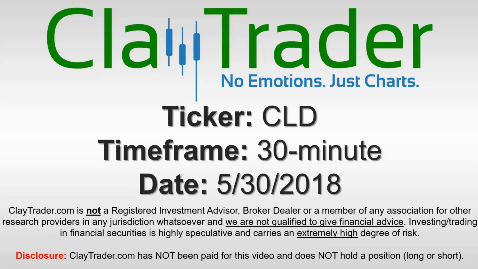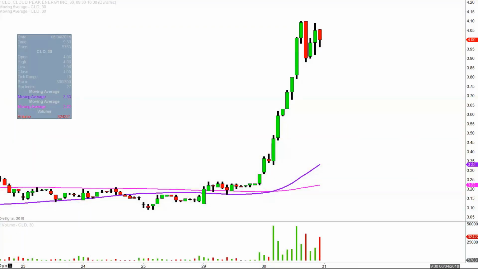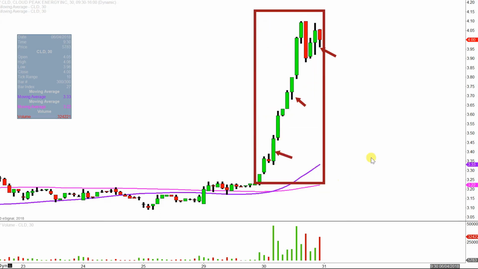We will take a look at the 30-minute time frame. Real quick, what do I mean by 30-minute, in case maybe you're new to charts? Instead of each one of these candlesticks here representing one day's worth of price action, which is what you would normally see, each one represents 30 minutes. So while this may look like several days worth of time, it's actually today's price action broken down into 30-minute time slices.